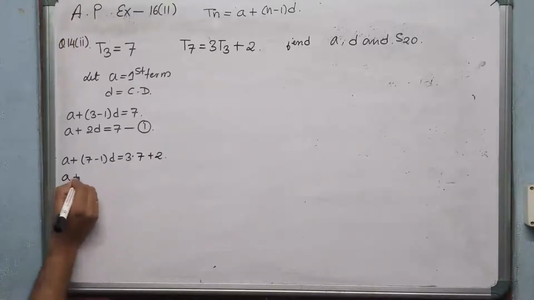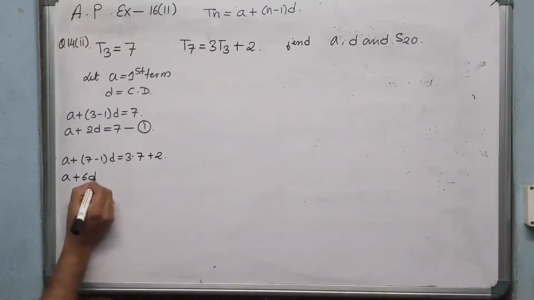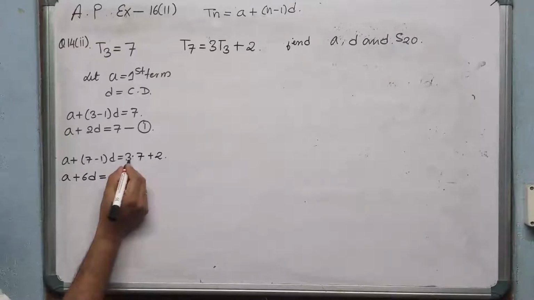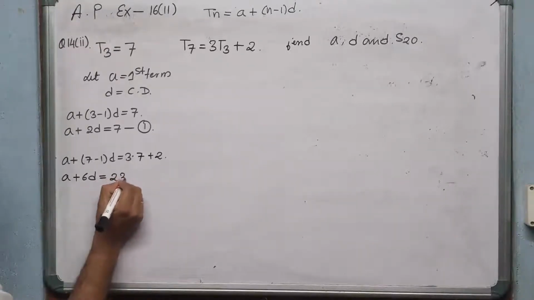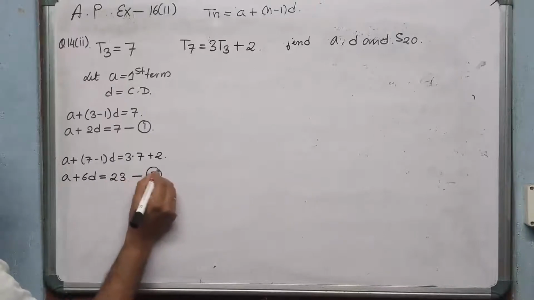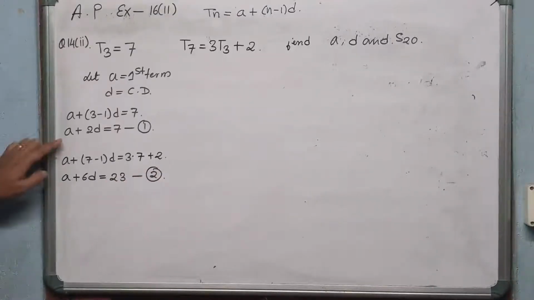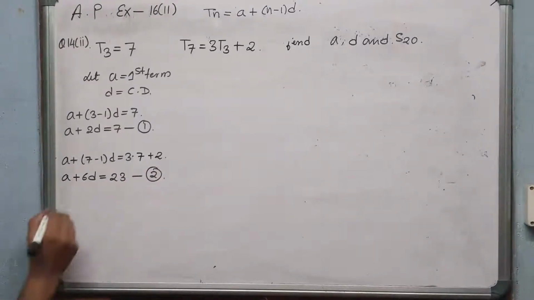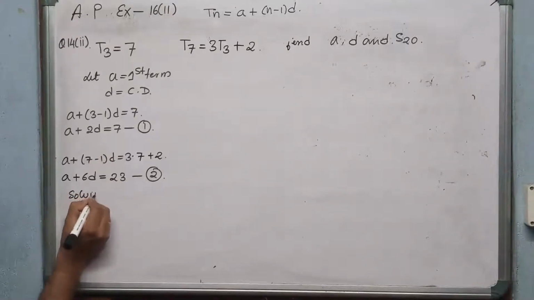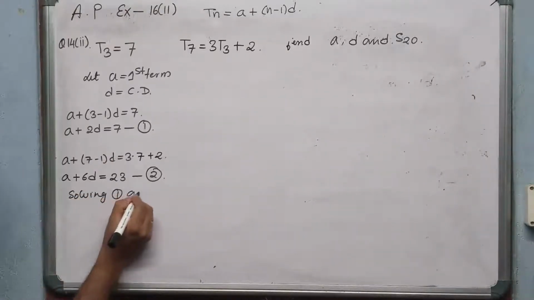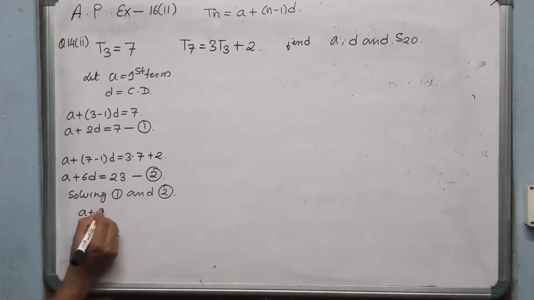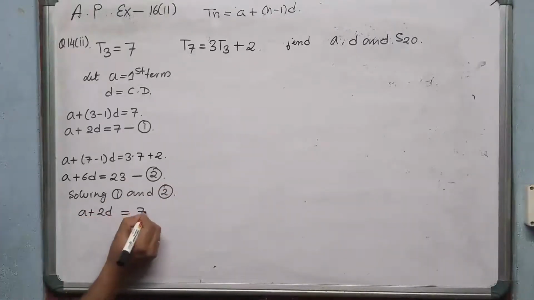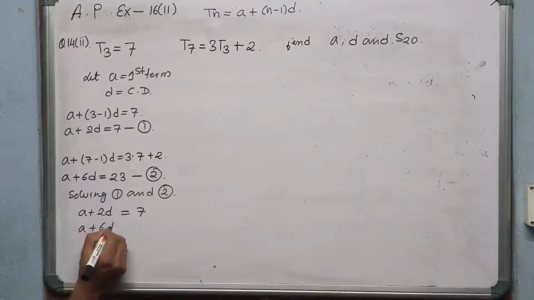Now we have a plus 7 minus 1, that is 6, d is equal to 7 threes are 21, 21 plus 2 is 23. Let it be equation number 2. Now by solving 1 and 2 we can calculate the values of a and d. Solving equation 1 and 2: a plus 2d is equal to 7, and a plus 6d is equal to 23.